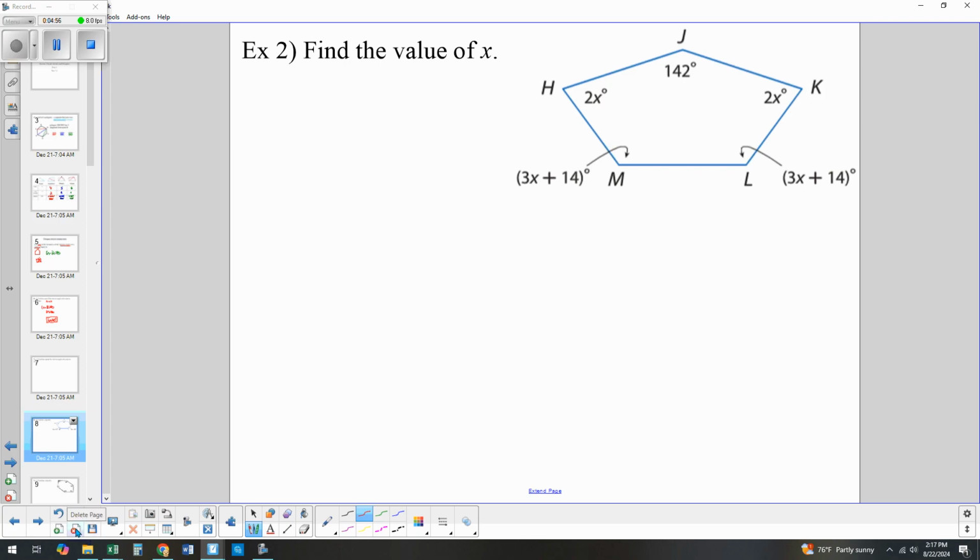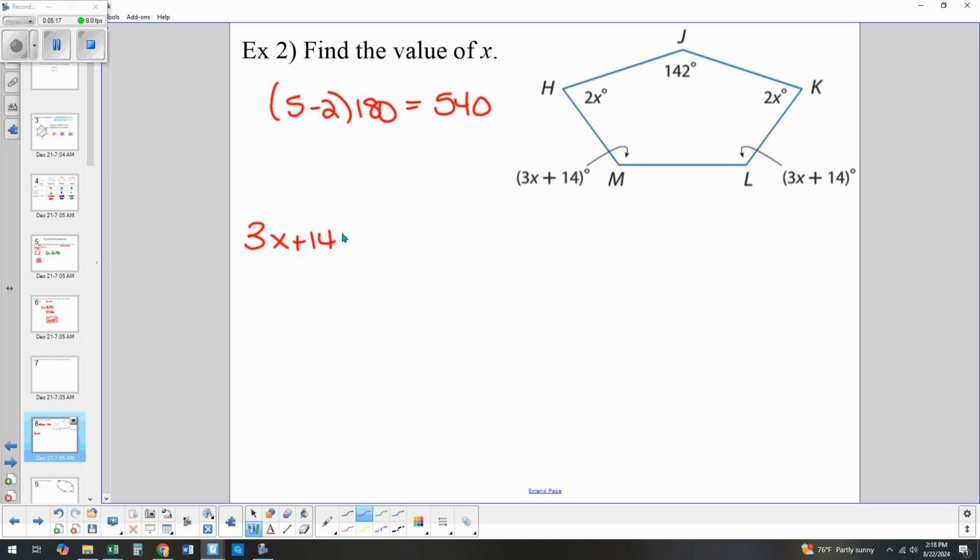In our next picture, we have a figure with a bunch of variables inside, and we have to find the value of x. To know what I should be setting this equal to, I need to use that formula. This is a 5-sided shape. If I did 5 minus 2 times 180, that'd be 540. So I'm going to add all of these up and set it equal to 540.